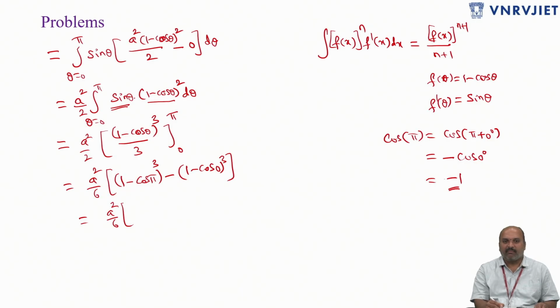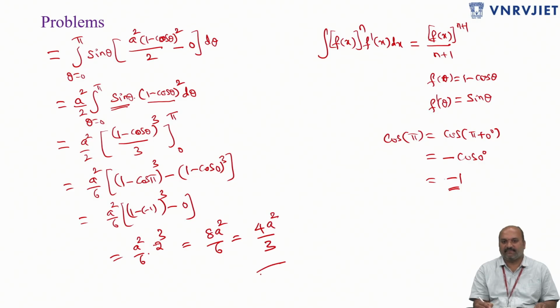So 1 minus of minus 1 is 1 plus 1, that is 2, whole cube, minus cos 0, which is 1; 1 minus 1 is 0, no contribution. Which equals a square divided by 6 into 2 cube, which is 8a square divided by 6. It can be further simplified as 4a square divided by 3. So this is the value of the integral.